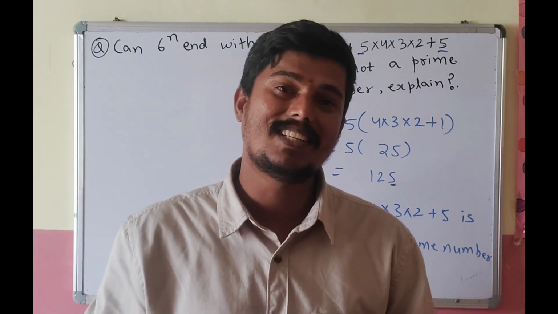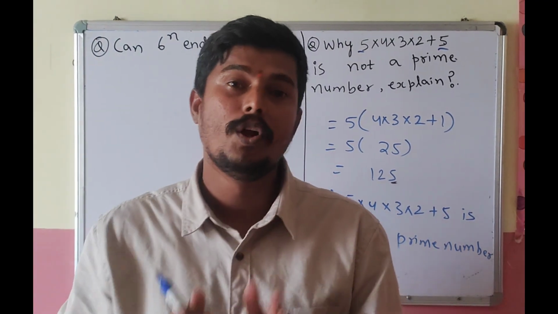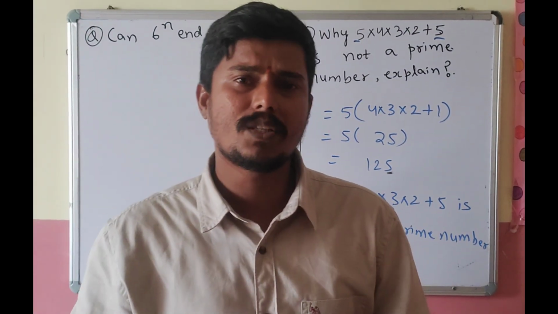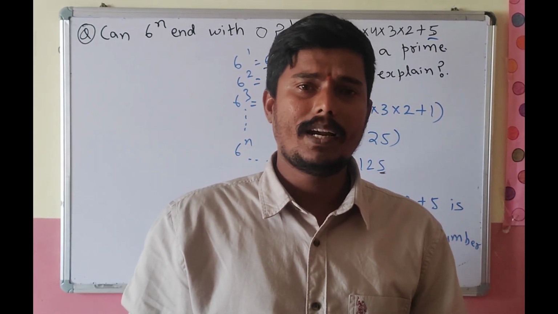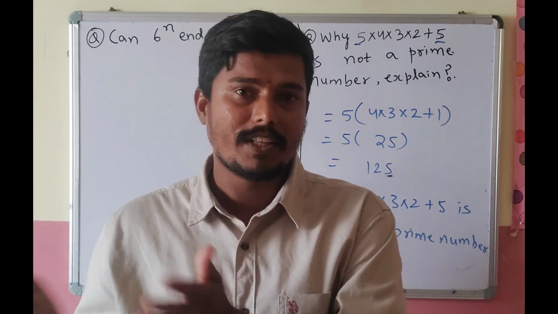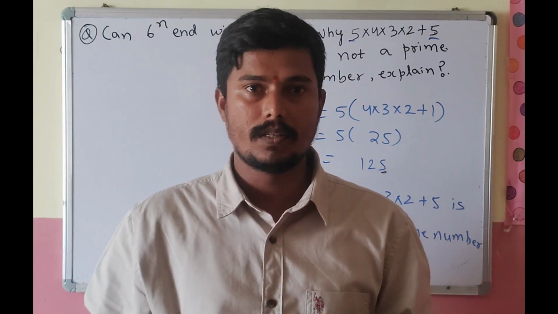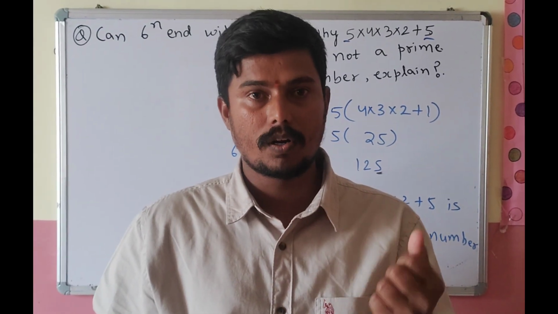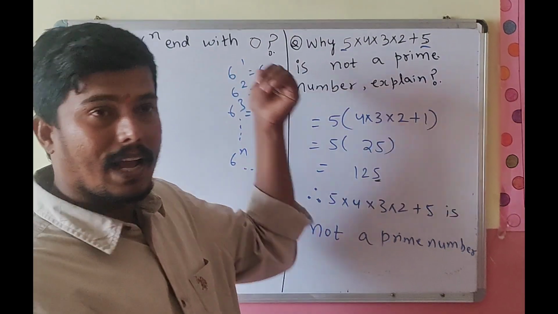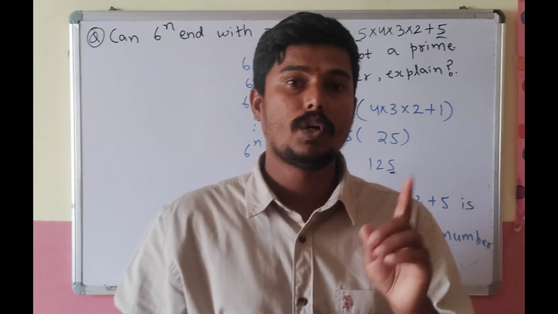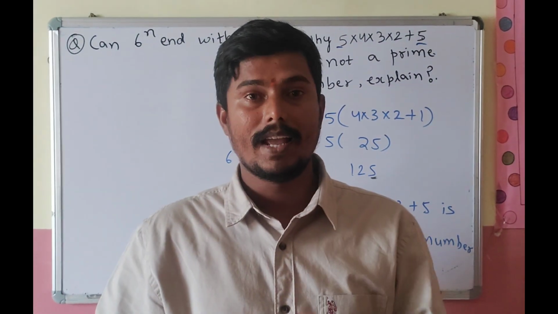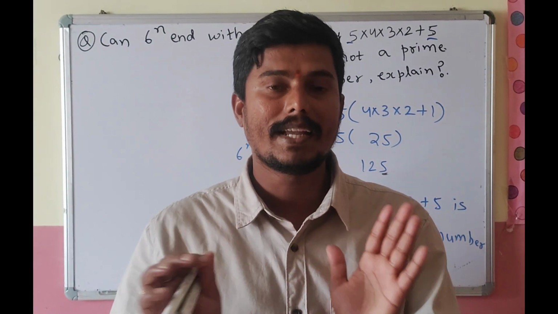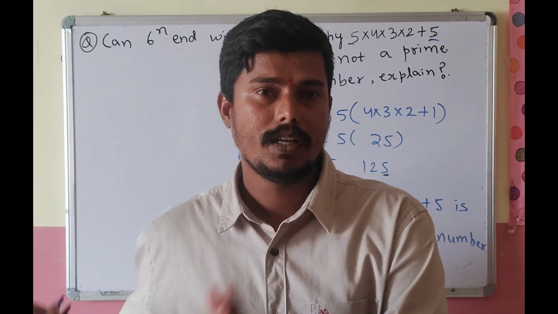Now is there any chance that 6 power n will end with the digit 0? Not possible. Then how to write it according to NCERT? It's very simple. Any number, if it should end with 0, should have 2 numbers as factors: 2 and 5. If the prime factorization of the composite number has 2 and 5, they must mandatorily be there. Either 2 is missing or 5 is missing or both are missing, so it cannot end with the digit 0.